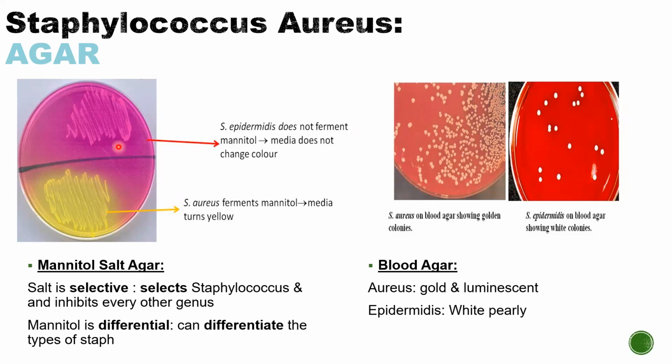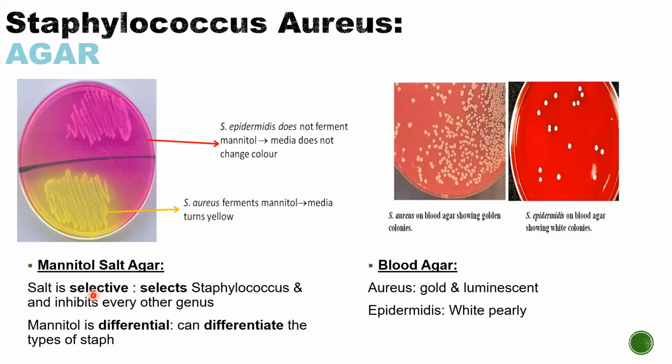For example, a really important agar to know is the mannitol salt agar. Okay, mannitol salt, it means it has two things. It has mannitol, which is like a sugar, and it has salt. Now, this makes it selective and differential. What do we mean by that? Basically, the fact that it has salt selects only staph and it inhibits the growth of every other organism. So the only thing that's able to grow on the mannitol salt agar is staph.